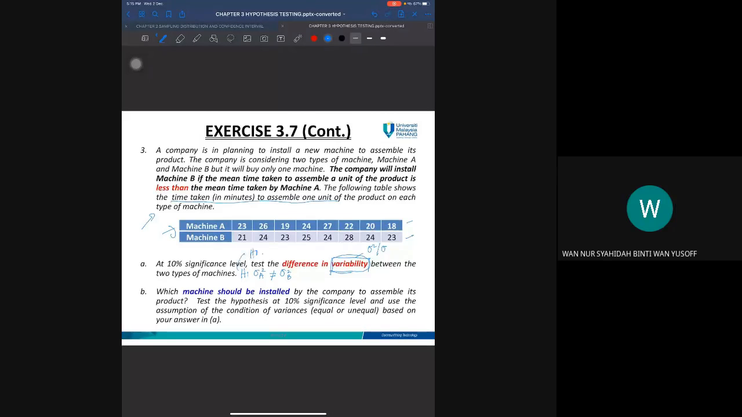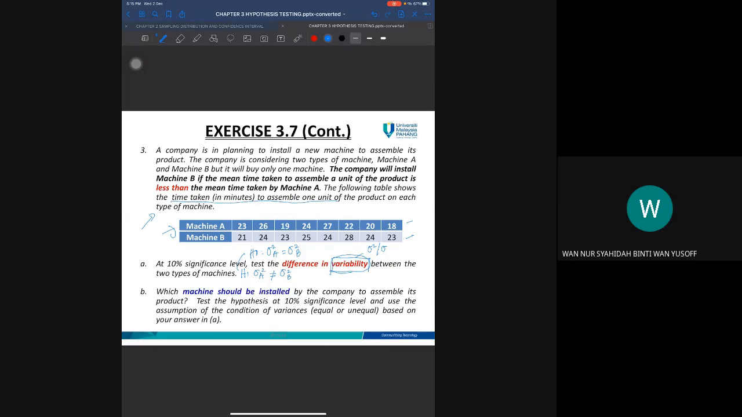Okay, so H0: sigma equal. The rest you can do on your own. Calculate the F test and then make your decision, followed by the conclusion.